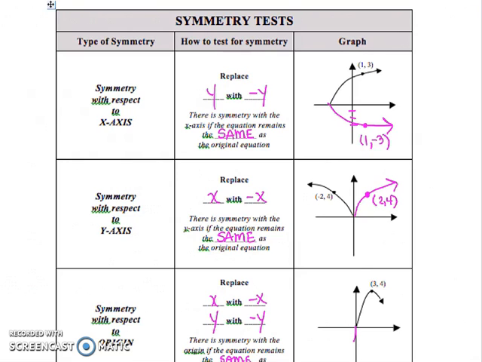Graphically speaking, a graph that has symmetry with respect to the origin almost looks like it's been rotated through the quadrants. So if the point positive 3, 4 were on there, then the point negative 3, negative 4 would be on there as well.